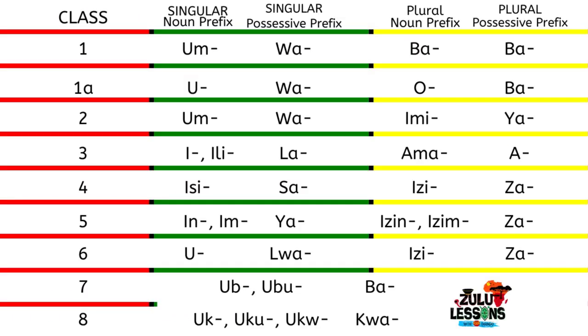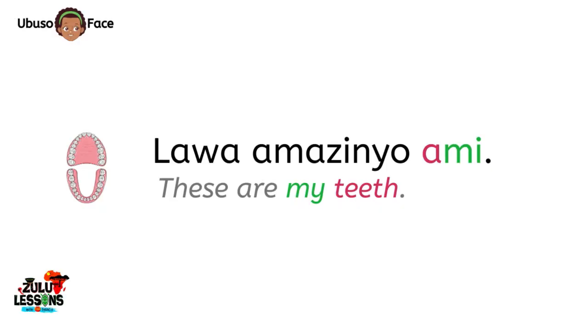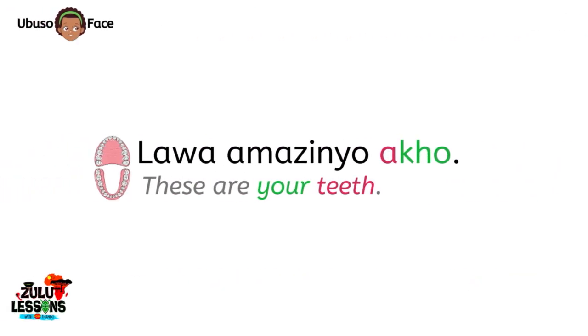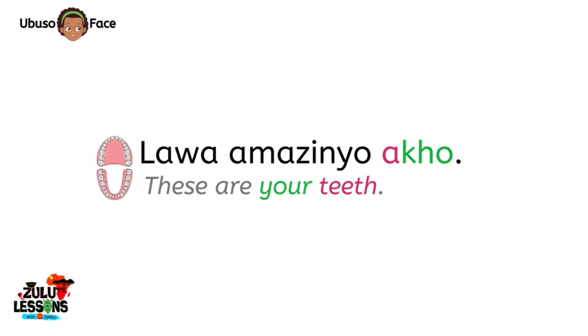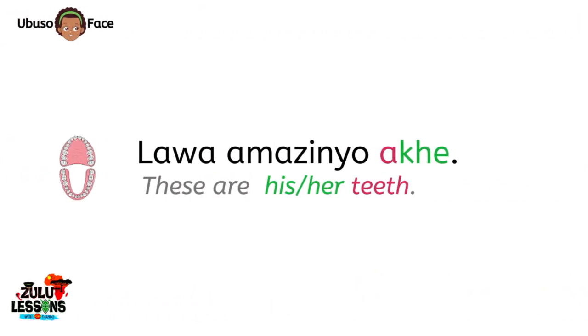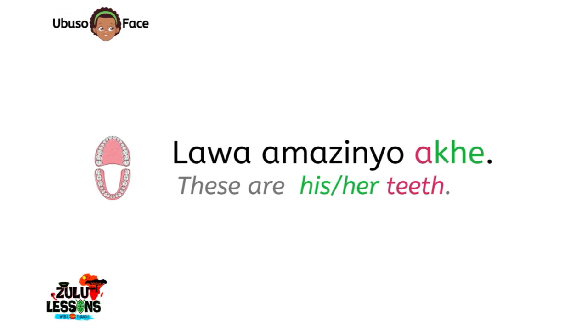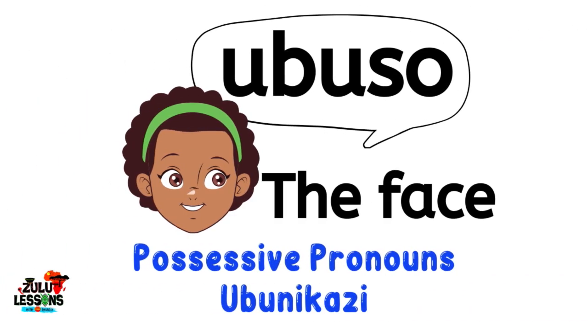Let's have a look at a class 3 plural. Look at this one. Teeth. Not tooth, but teeth. Lawa amazinyo ami. These are my teeth. Lawa amazinyo akho. These are your teeth. Lawa amazinyo akhe. These are his or her teeth. So that's basically what we are looking at when we are looking at possessive pronouns and trying to put them in sentences.